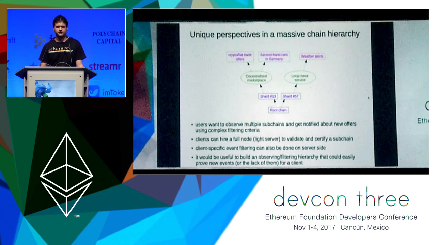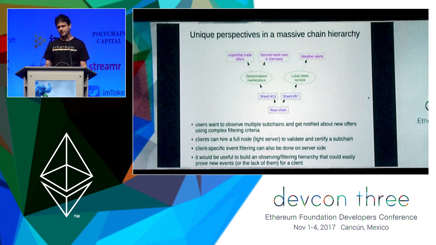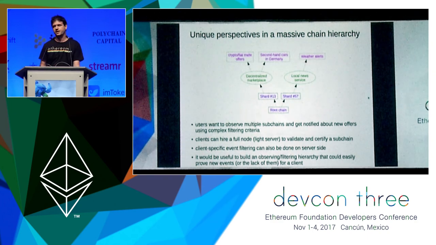Now, let me also talk about how I imagine the future challenges that massive chain hierarchies and scaling will mean for light clients, and what we can do about it. Here's an example situation where there's a user who wants to observe a subset of the chain hierarchy, which could still be quite a large subset.